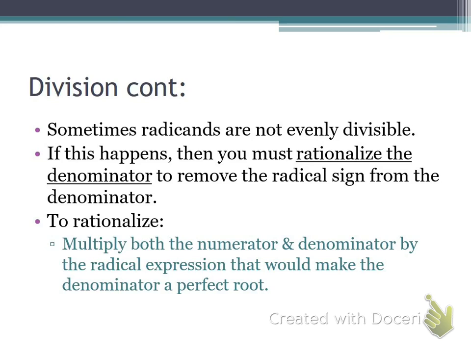Okay, we got a few more notes. Sometimes radicands are not evenly divisible. If this happens, then you must rationalize the denominator to remove the radical sign from the denominator. Okay, I believe this is continued on the back side to rationalize. To rationalize, multiply both the numerator and denominator by the radical expression that would make the denominator a perfect root.